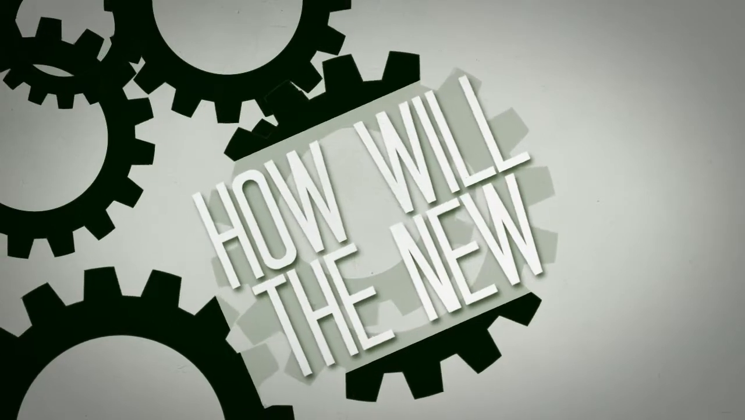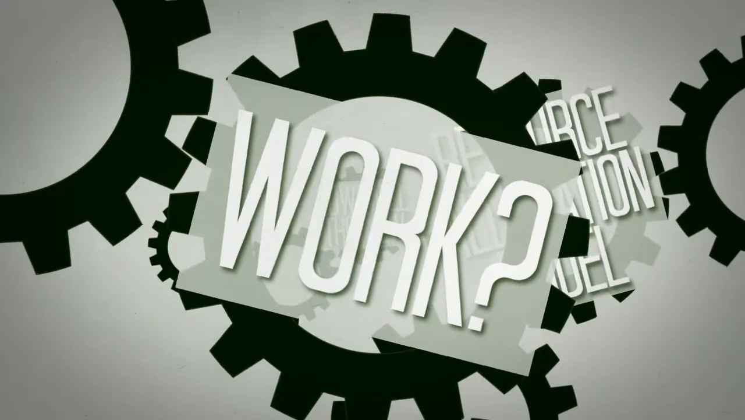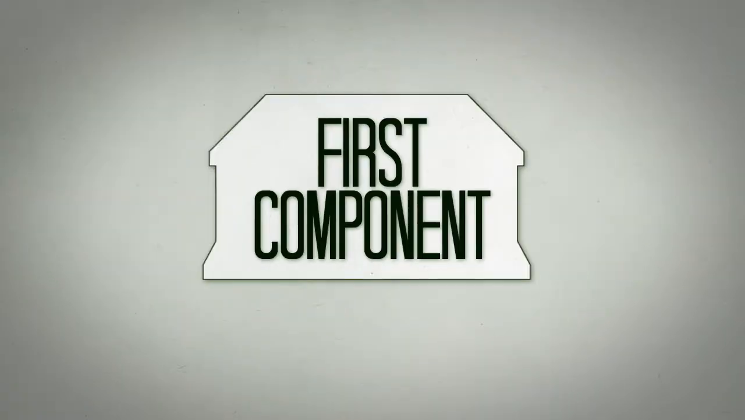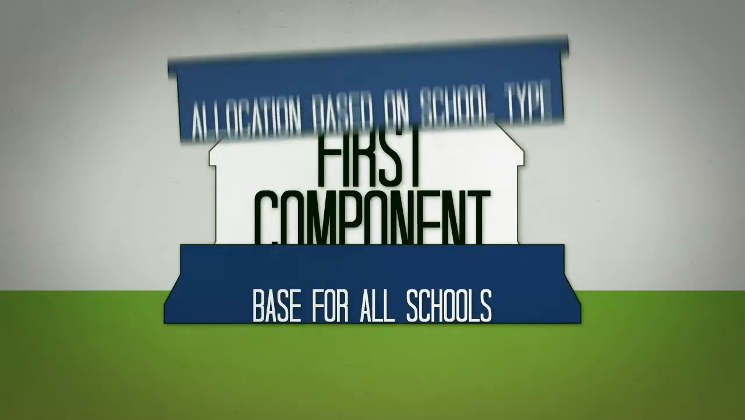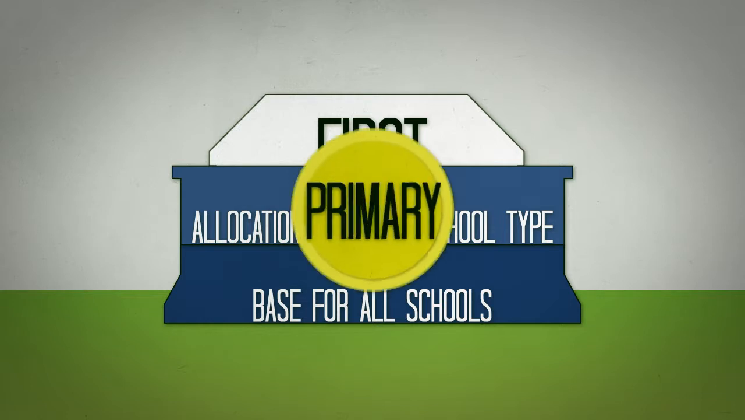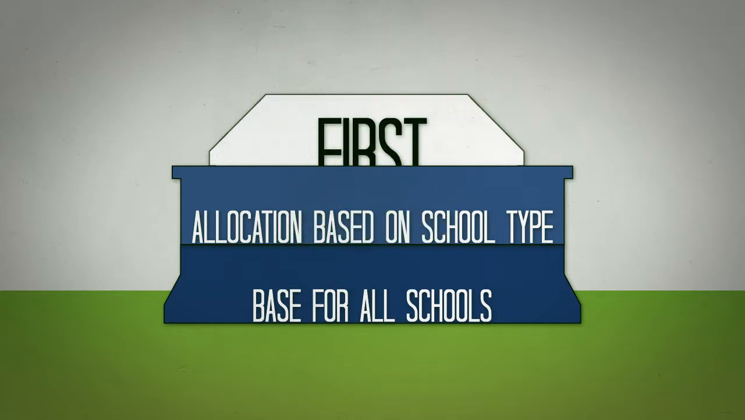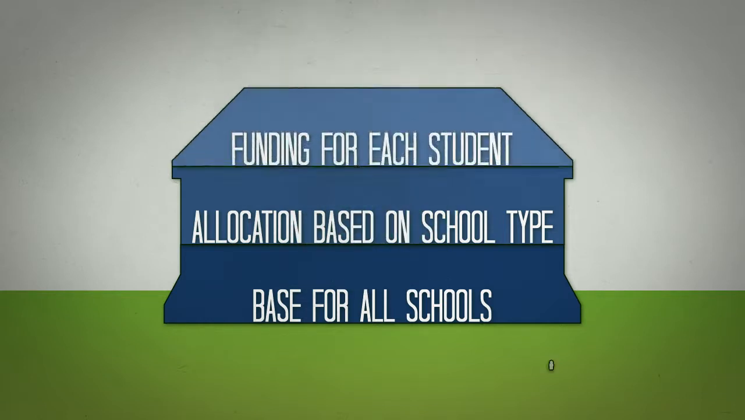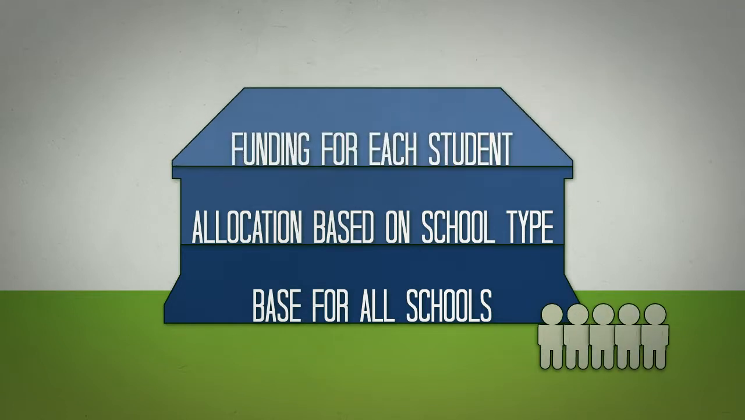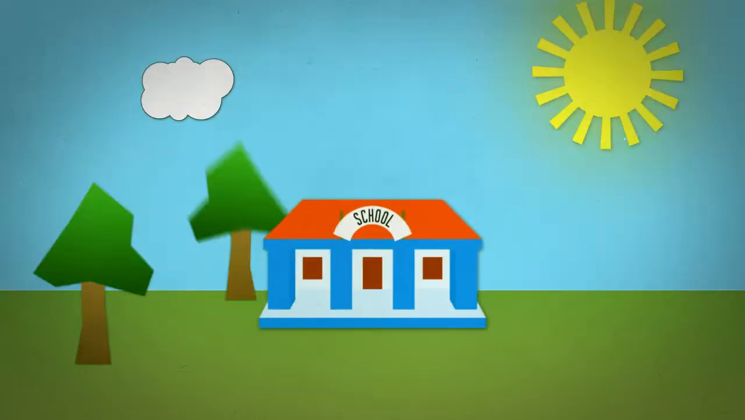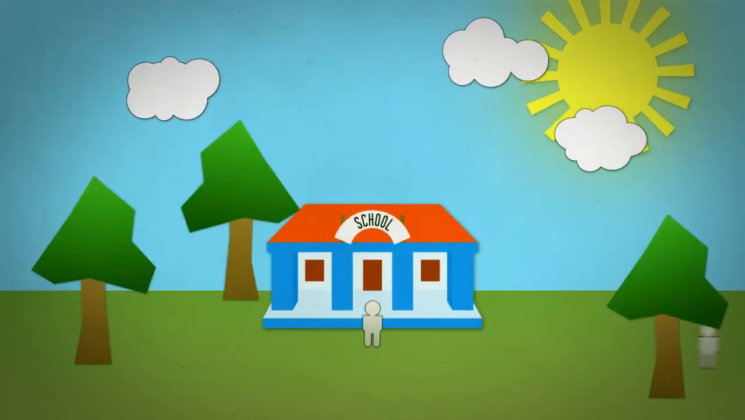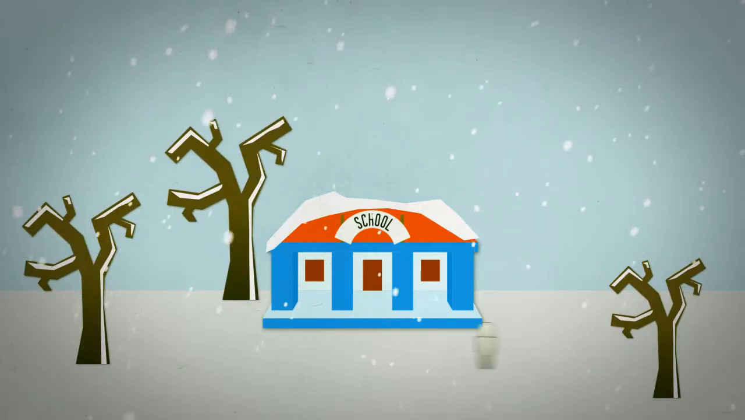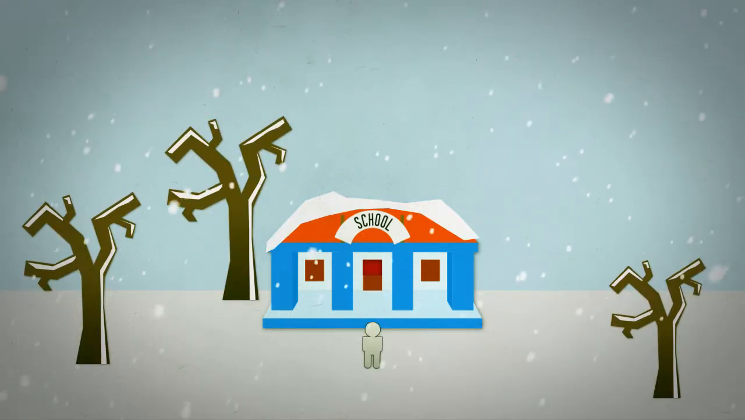So how will the new resource allocation model work? The first and largest component will provide a base for all our schools. An allocation for the type of school, primary, secondary, central or a school in a special setting. Funding for each student calculated to meet the staffing requirements under our class size policy. Funding to recognise the non-student characteristics of a school, such as whether it is in a hot or cold part of the state, and the condition of its assets.